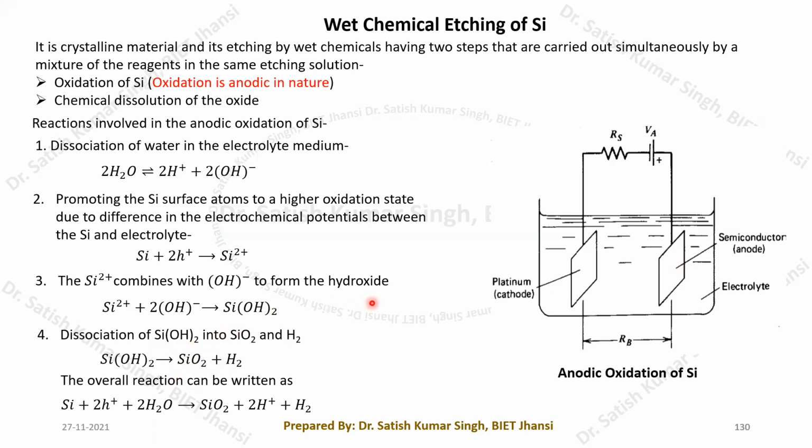Okay, so now if you understood this concept of anodic oxidation, let's try to understand how wet chemical etching can be performed. We said that oxidation of silicon is generally anodic in nature, and after forming this SiO2 layer, we need to remove or dissolve it into a particular chemical solution. So try to see this one.